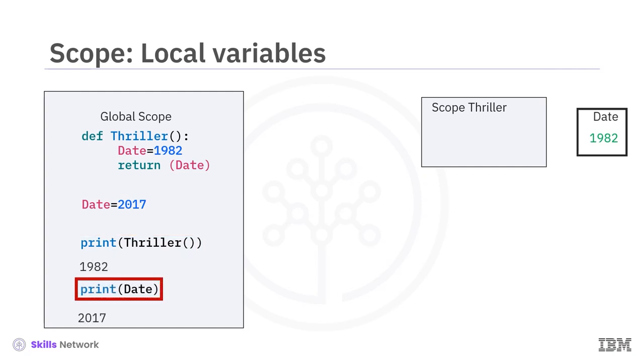When we print in the global scope, we use the global variable value. The global value of the variable is 2017. Therefore, the value is set to 2017.